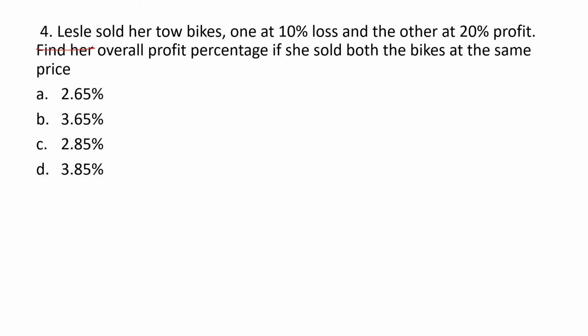It's the fourth question. Leslie sold her two bikes, one at 10% loss and the other at 20% profit. Find her overall profit percentage if she sold both bikes at the same SP, same price. So SP is the same. Now let me consider SP as 1000 rupees. For simplicity, I'm considering it as 1000.